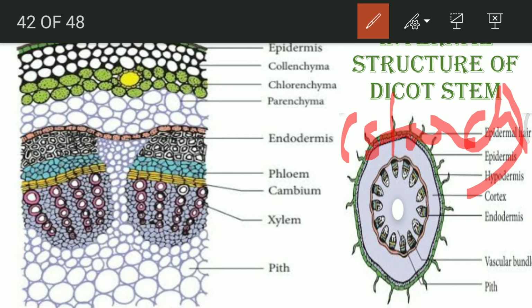Inner to it is the presence of the vascular system. The vascular system again consists of two specialized cells, xylem and phloem. The arrangement is such that there is phloem, which is blue colored. Inside to the phloem is the cambium, and cambium is a meristematic tissue which will give rise to both the xylem and phloem cells.